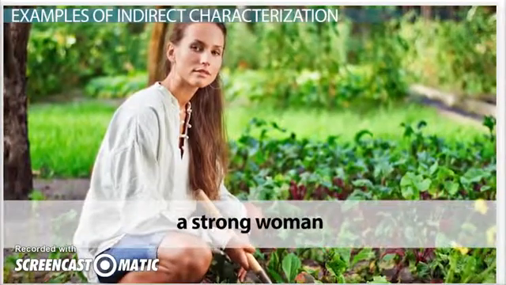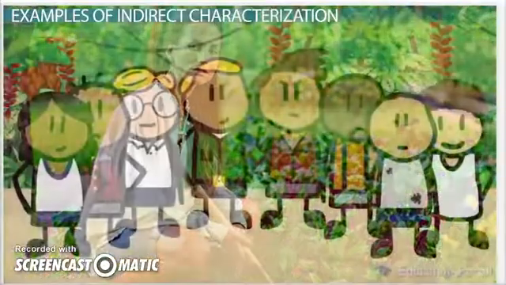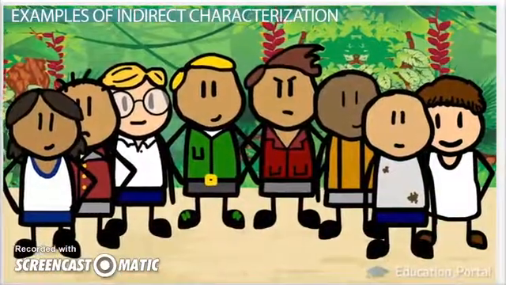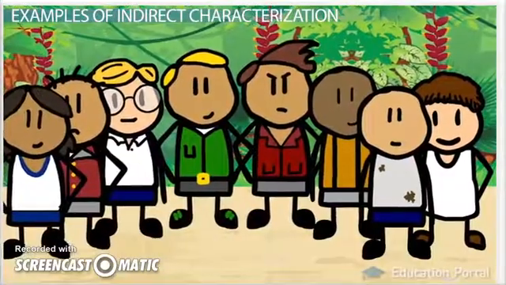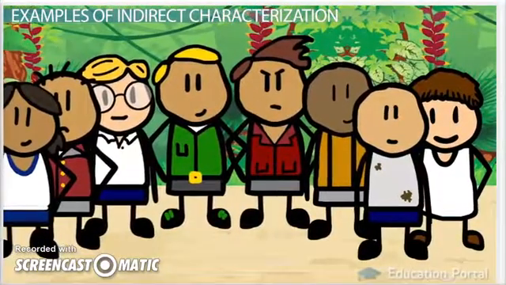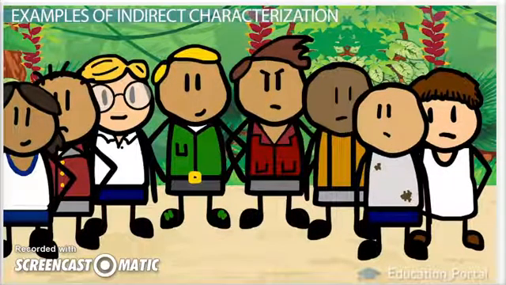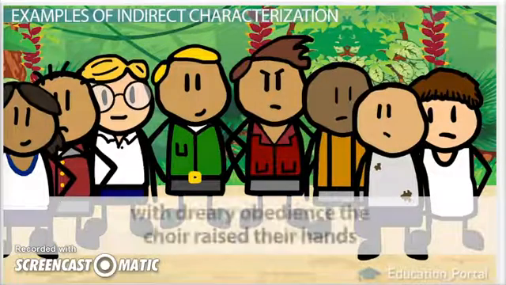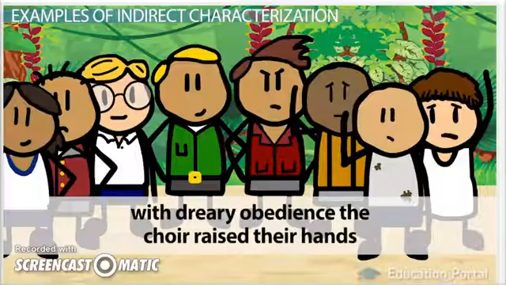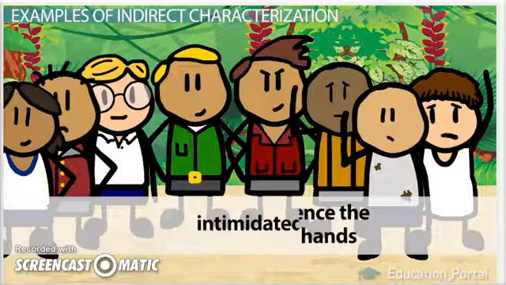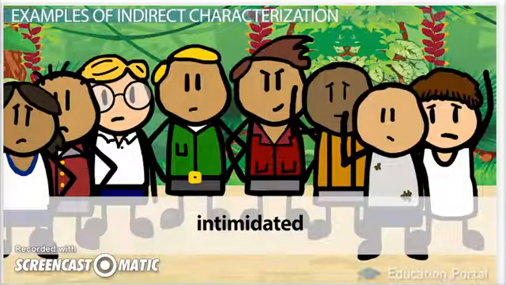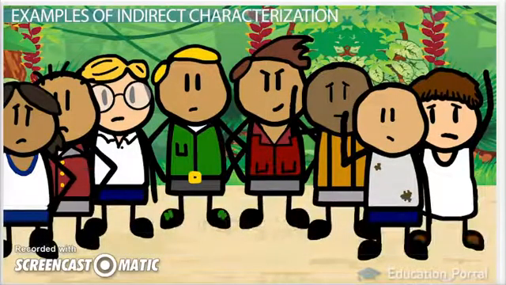William Golding uses indirect characterization to reveal Jack's personality in his novel Lord of the Flies. The boys hold an election, and at first no one votes for Jack. This is surprising, since the choir is comprised of his followers. But then finally, things change. With dreary obedience the choir raise their hands. They know the way Jack leads, so they don't want him to lead them anymore. But they are too intimidated by him to vote for Ralph, Jack's opponent. By seeing the way they act and react in this situation, we are better able to understand Jack's personality without Golding directly telling us.